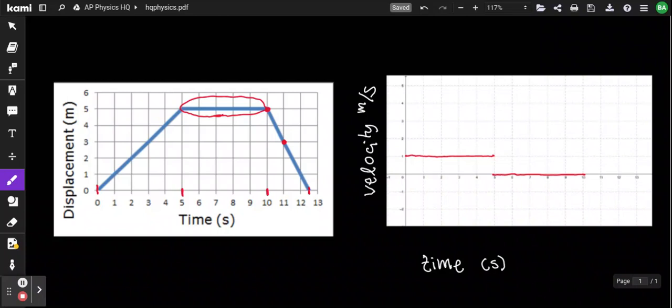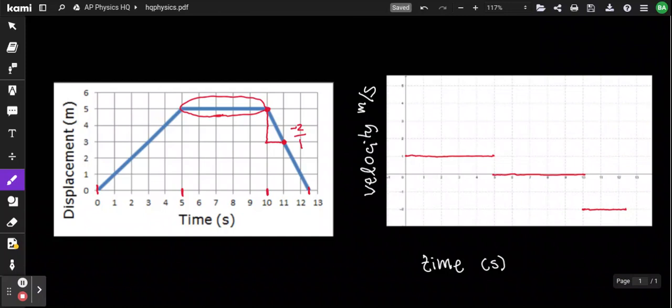So our rise is down 2, which means -2, and our run is 1. So this looks like that it's -2 over 1, and so our slope is going to be, or our velocity is going to be -2 meters per second from 10 to 12.5. So right here, -2 meters per second from 10 to 12.5.